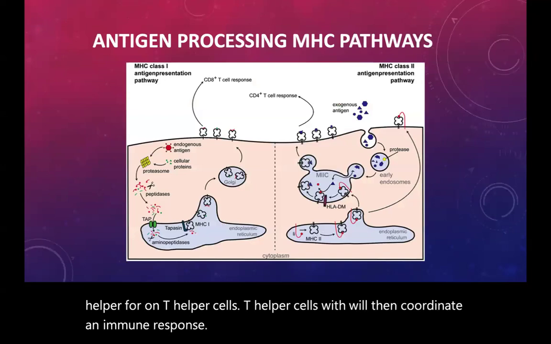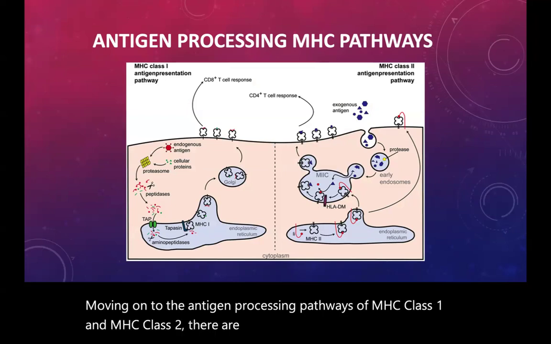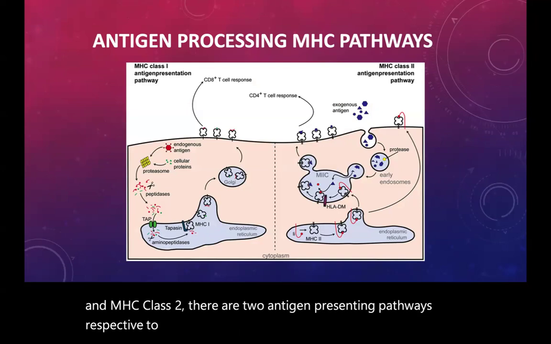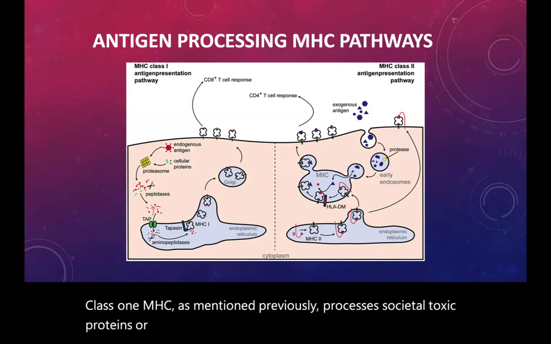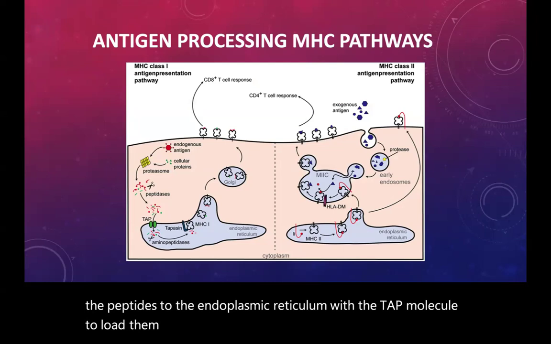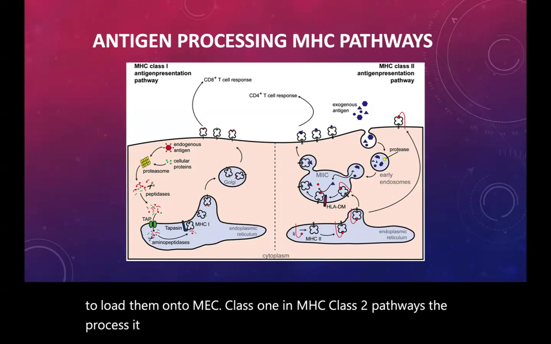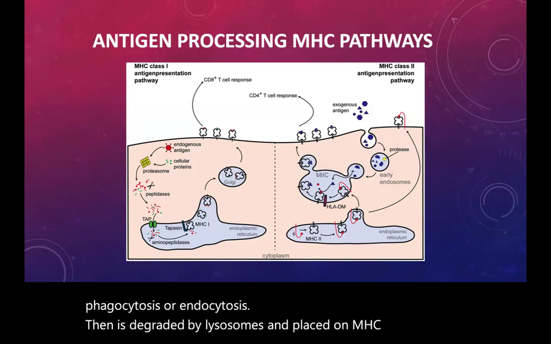Moving on to the antigen processing pathways of MHC class 1 and MHC class 2, there are two antigen presenting pathways respective to class 1 and class 2 MHC. Class 1 MHC, as mentioned previously, processes cytotoxic proteins or intracellular proteins using a proteasome, transporting the peptides to the endoplasmic reticulum with the TAP molecule to load them onto MHC class 1. The MHC class 2 pathway processes extracellular antigens, which are taken in via phagocytosis or endocytosis, then degraded by lysosomes and placed on MHC class 2 for presentation.